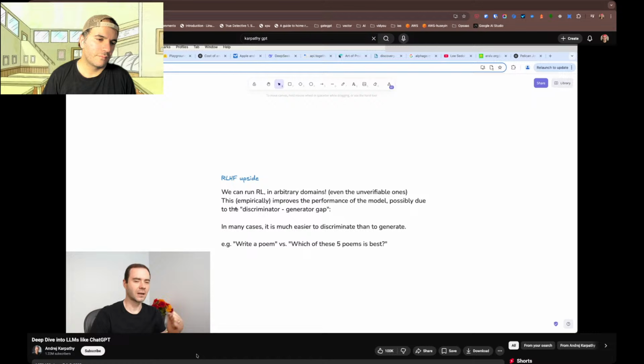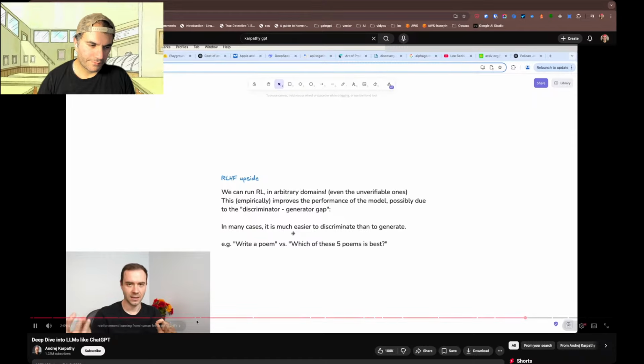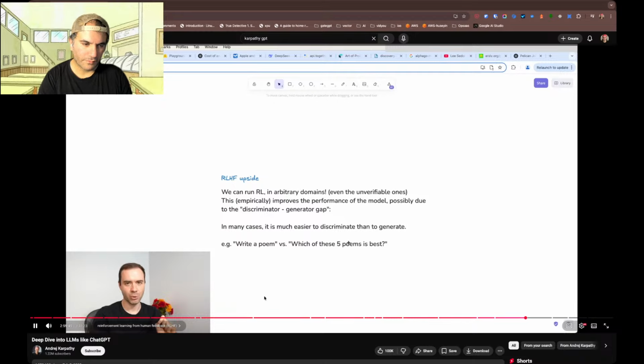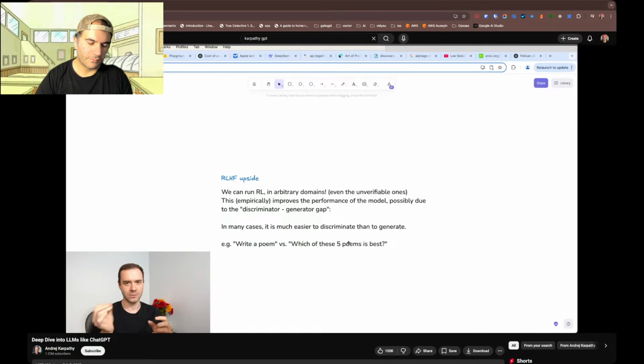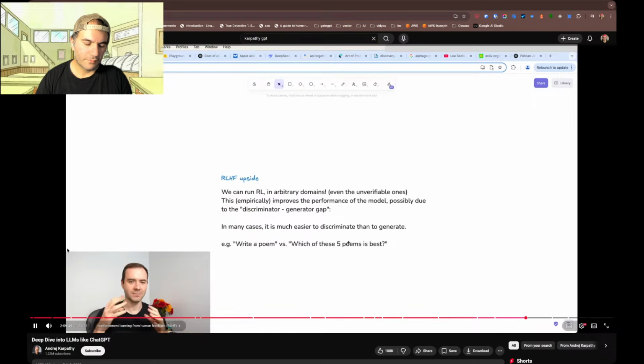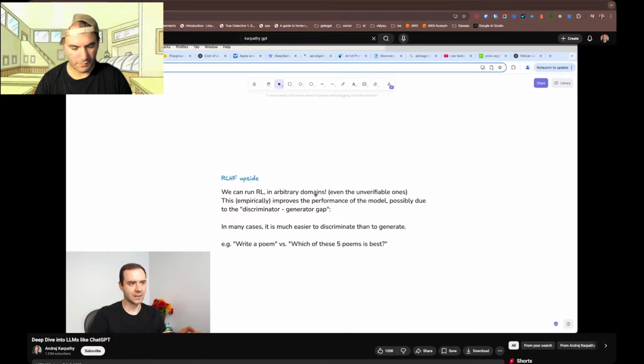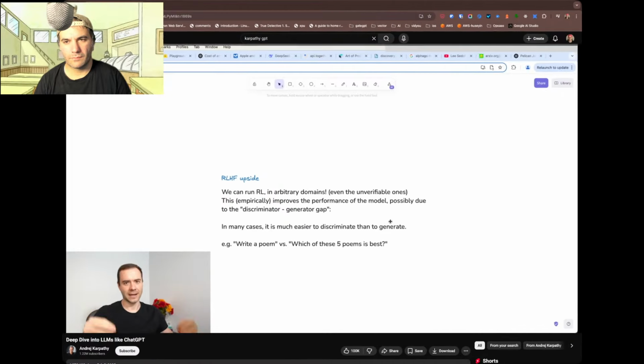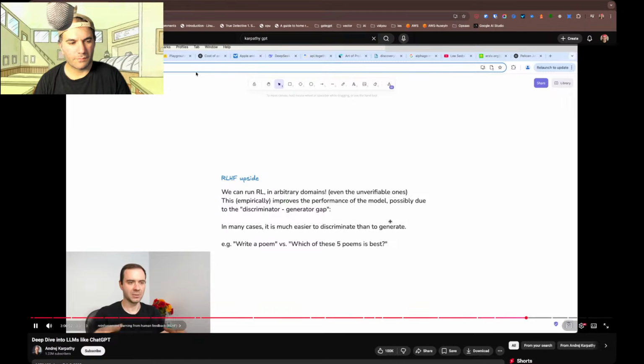And so RLHF sidesteps this because we get to ask people a significantly easier question as data labelers. They're not asked to write poems directly. They're just given 5 poems from the model, and they're just asked to order them. That's a much easier task for a human labeler to do. And so I think this allows a lot more higher accuracy data, because we're not asking people to do the generation task, which can be extremely difficult.